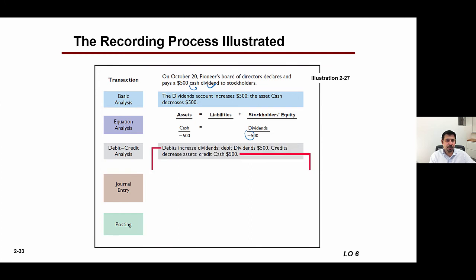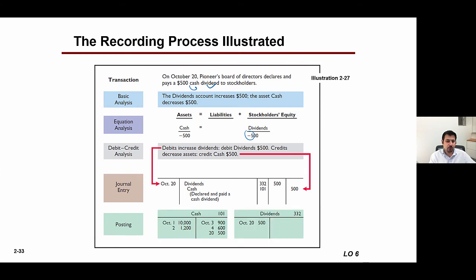The journal entry will be: the dividends account is debited 500, the cash account is credited 500, and the explanation would be declared and paid a cash dividend. Once again, we post this information to the appropriate account in the ledger.